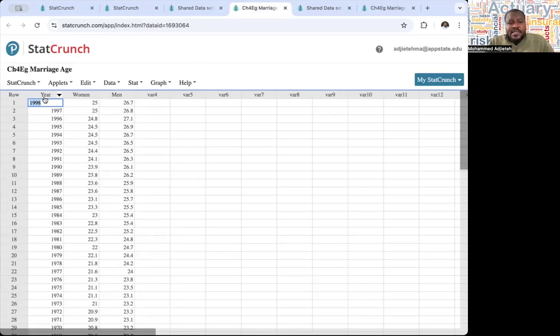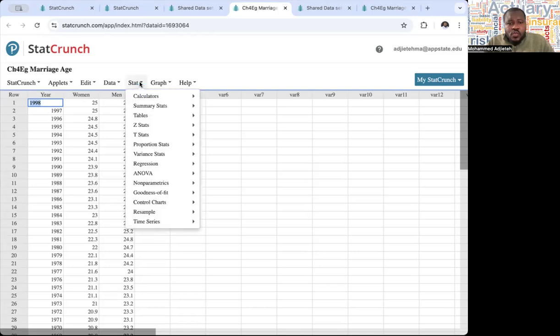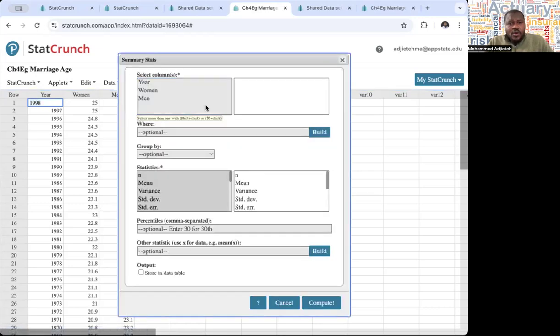So you can see this is year. This is the average age for first time marriage for US citizens for women, and then this is also for men. Now let's construct the 5-number summary. To do that, we go to stats, summary stats. Let's get to columns. Our columns are men and women.